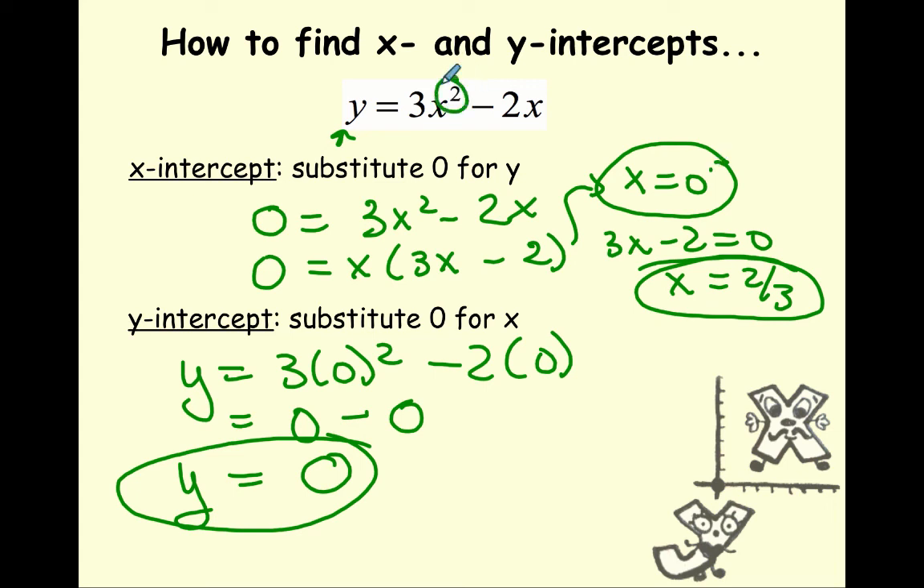It is quadratic because that's the second power, which means it's a parabola. And on the x-axis, those 2 points are going to be at 0, 0, and 2/3, 0.